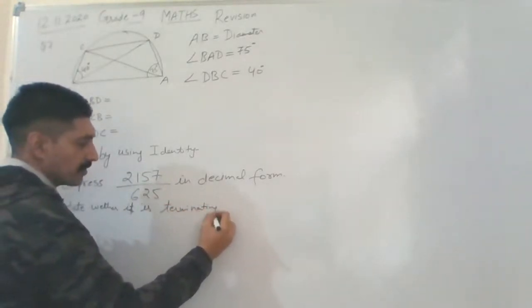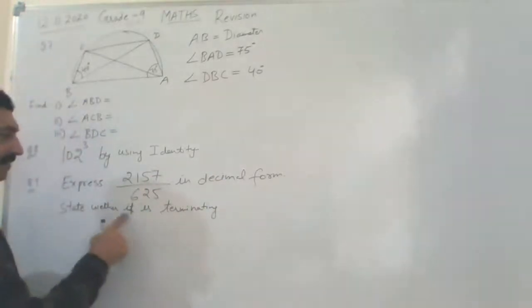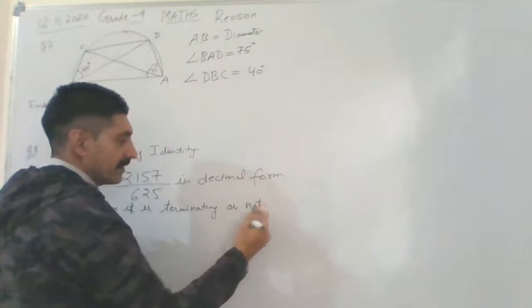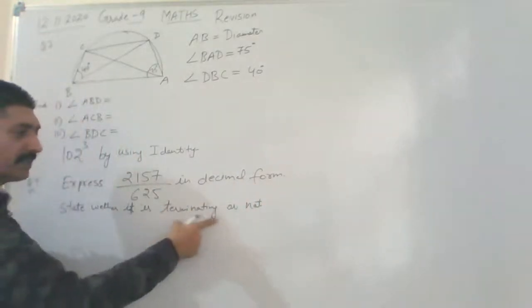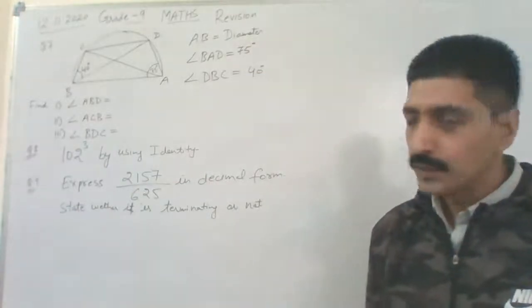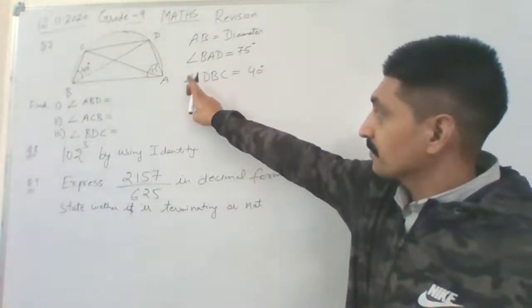This is an important 3-mark question. State whether it is terminating or not, meaning whether the decimal representation is terminating or non-terminating. Right? So here, no response from question number 7.